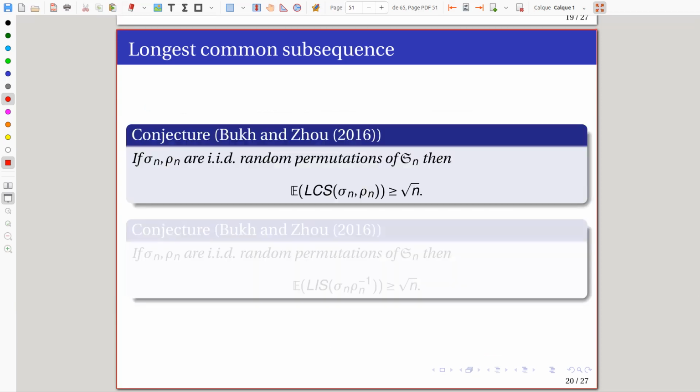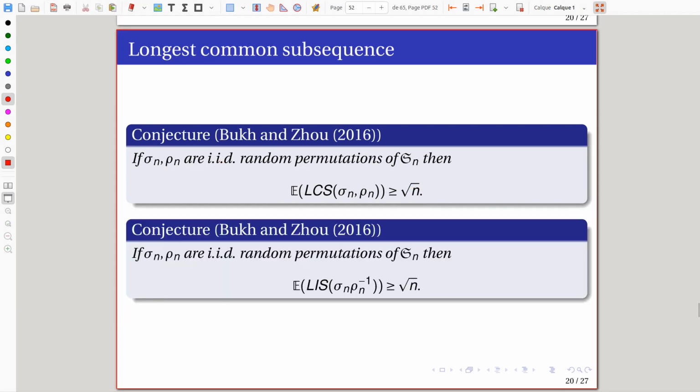And so the big conjecture in this domain is the following. If you take two permutations that have exactly the same law, of size n, then the expectation of the longest common subsequence is greater than square root of n. I want to emphasize that the conjecture is for any law, this holds true. It's not only for the uniform case. For the uniform case, it's easy to prove, but the conjecture is if you take any law on permutations, any random way of picking the permutation, this conjecture stays true. So we can see it as a conjecture on the longest increasing subsequence, as I told you before. It becomes just that the expectation of the longest increasing subsequence of rho n, sigma n rho n minus 1 is greater than square root of n.